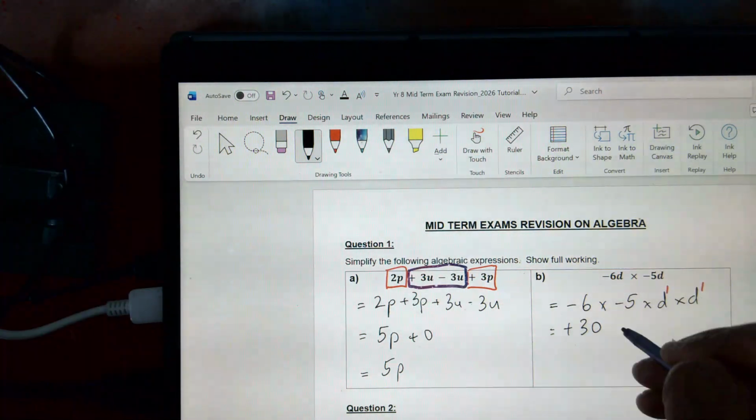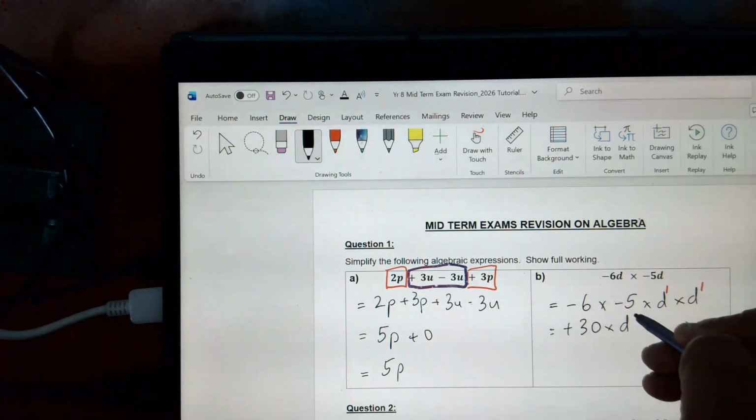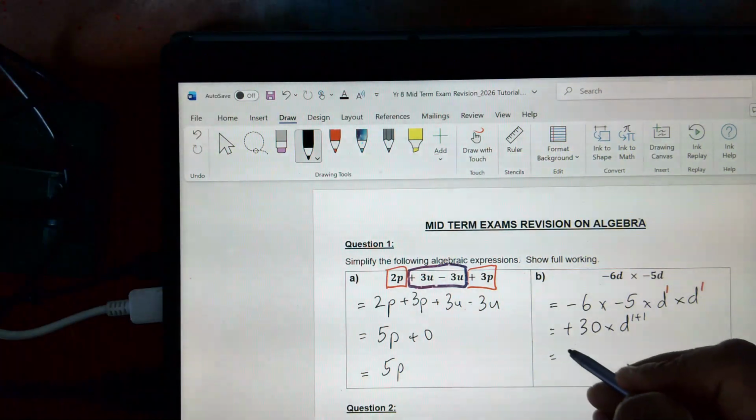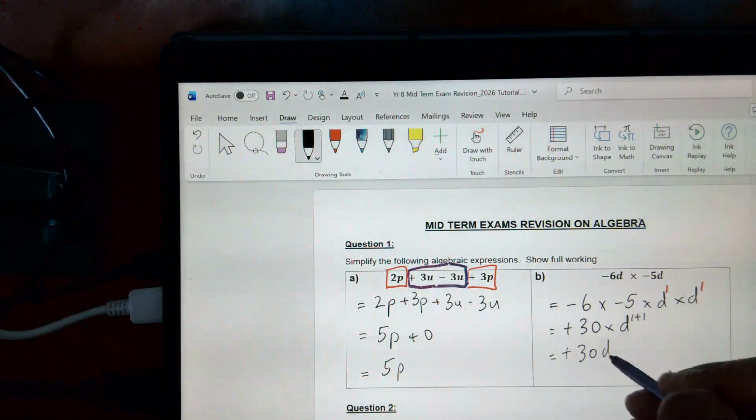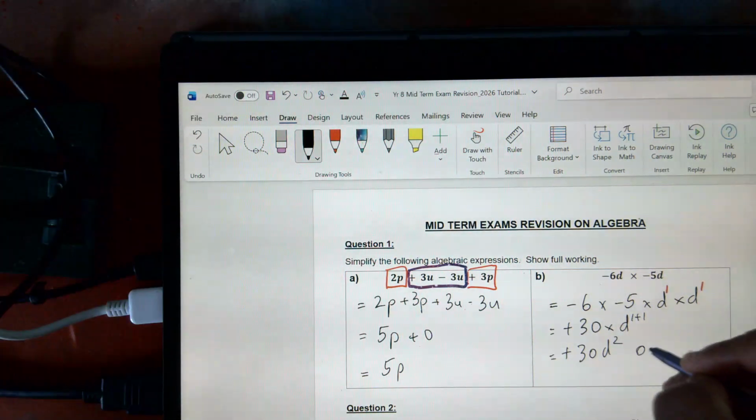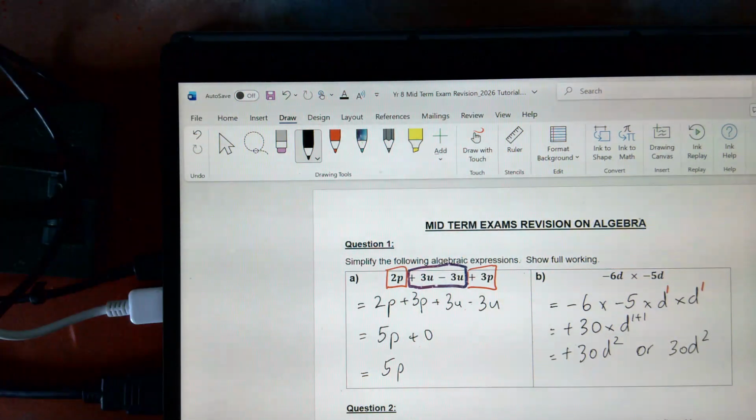And d times d, well, when we're multiplying powers with the same base, we add those powers together, so that's going to be positive 30d squared. Do I really need the positive at the front? No, I don't. I could just leave this as 30d squared. Either answer is acceptable.